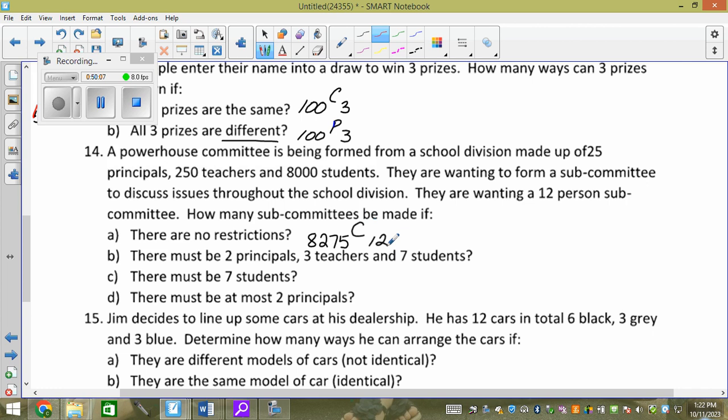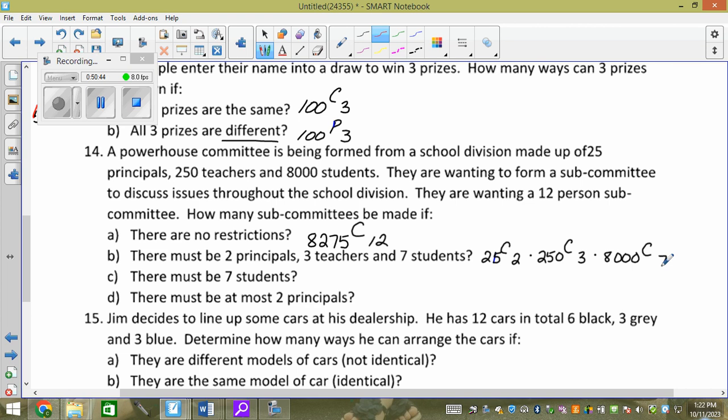The next one says there must be 2 principals, 3 teachers, 7 students. Is that total 12? 2, 3, and 7? That totals 12, right? So there's enough. How do I guarantee getting principals? Choose them from the principals. So I go 25 C 2 principals, 250 C 3 teachers, 8,000 C 7 students. And they'll often leave it like that because you just get a giant number. Your calculator is not happy with it. So you just leave it.